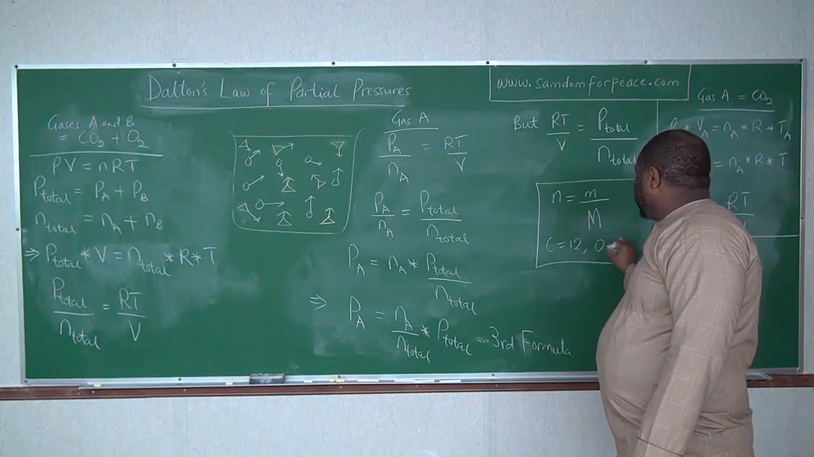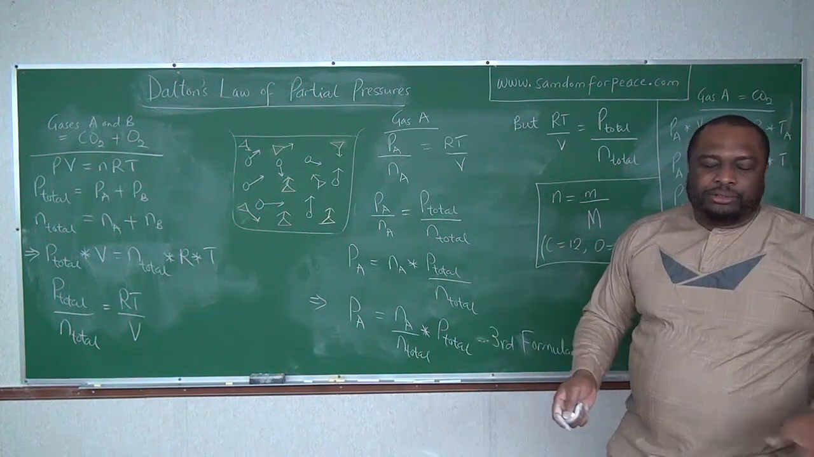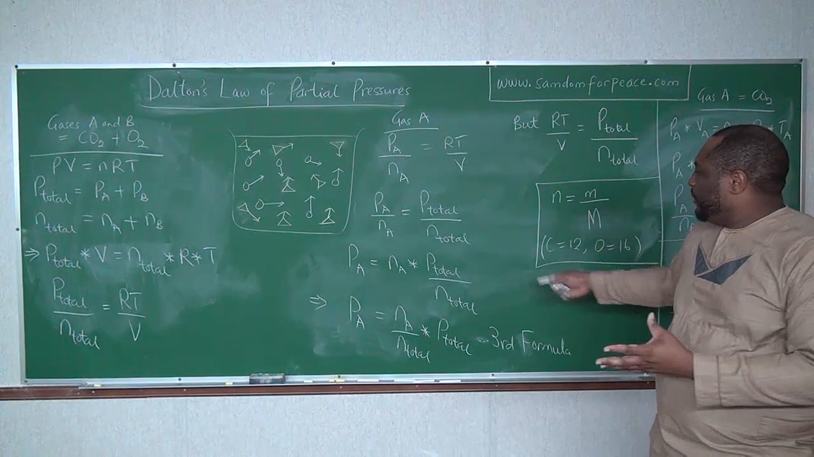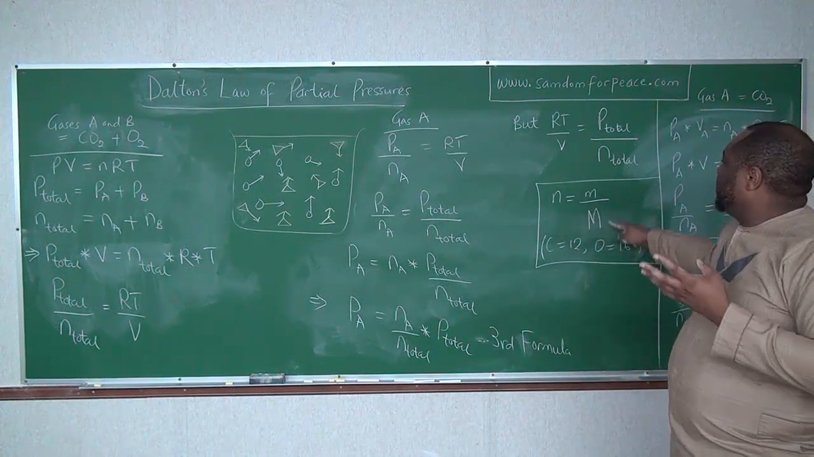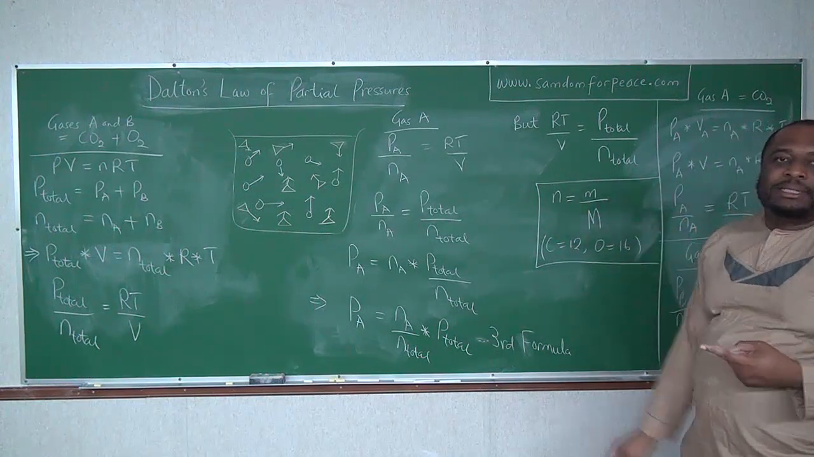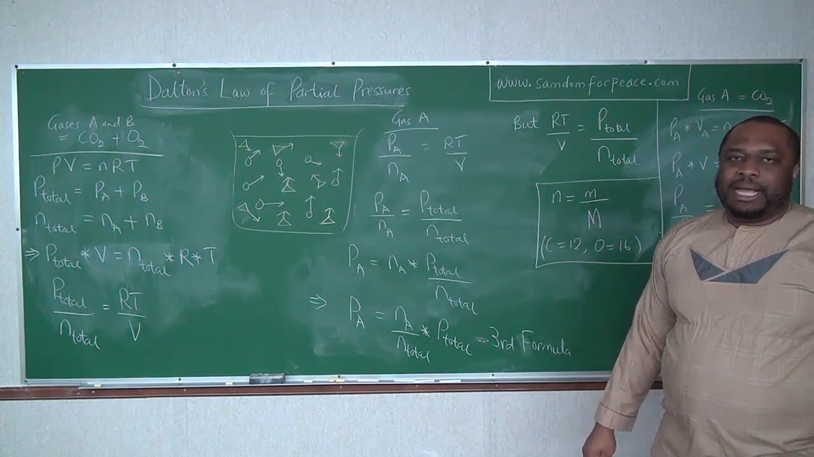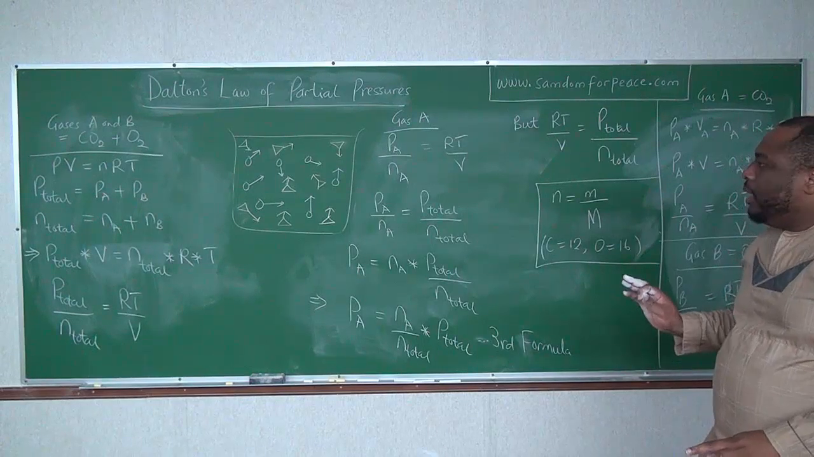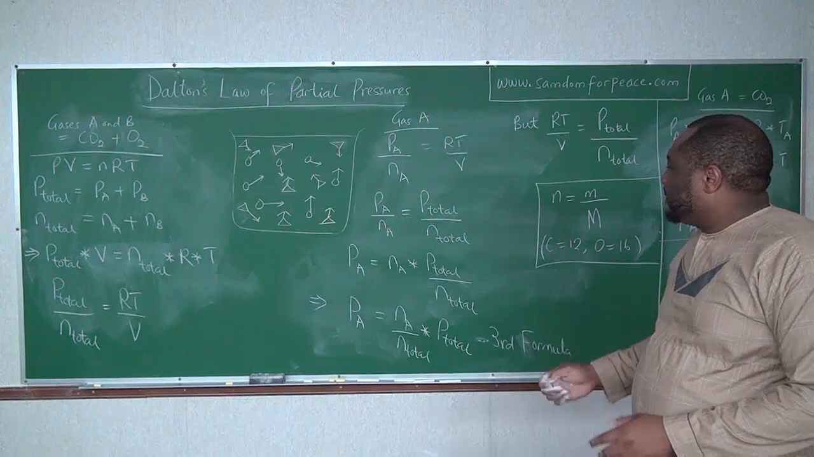C is 12, O is 16, and of course they will not give you the molar mass because they expect you to find it. And when you find the molar mass, you now find the number of moles by using this, and then you can get the partial pressure of the gas. I hope it makes sense.